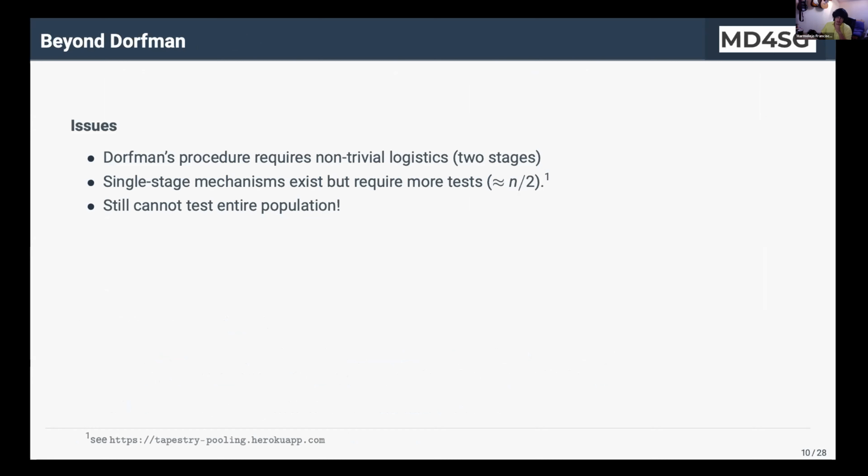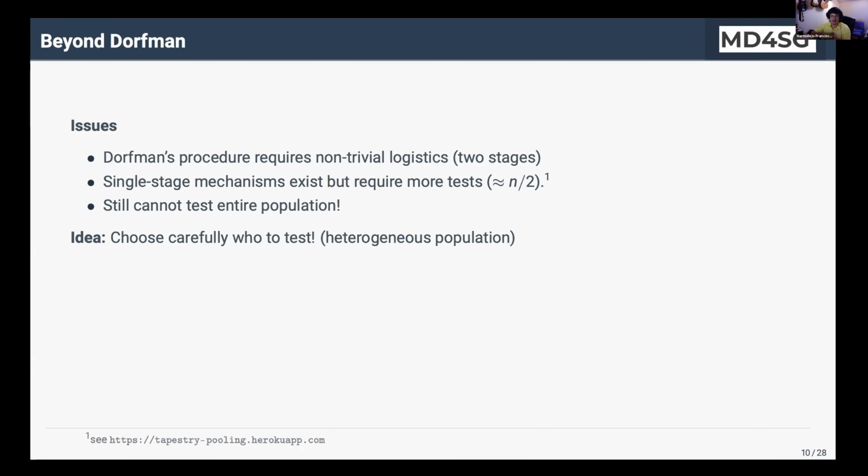But there are some issues with Dorfman's protocol, which, by the way, has already been used in practice in certain countries to high effect. In particular, Ghana has actually been very successful since February in implementing Dorfman testing to optimize testing procedures. And so some of the issues with Dorfman are that there are non-trivial logistics. There's this two-stage protocol where, depending on the first stage, you do something else in the second stage. There are single-stage mechanisms, but they require much more tests than this. And ultimately, in practice, we still don't even have enough tests for Dorfman's procedure.